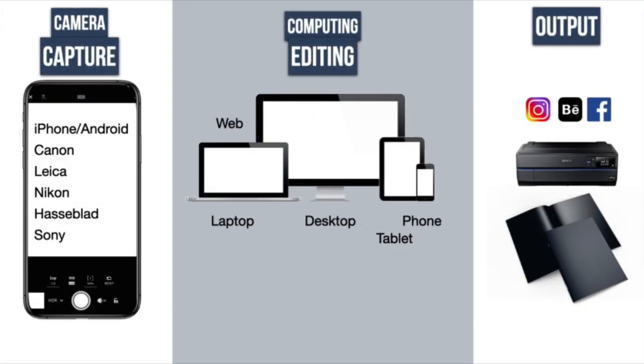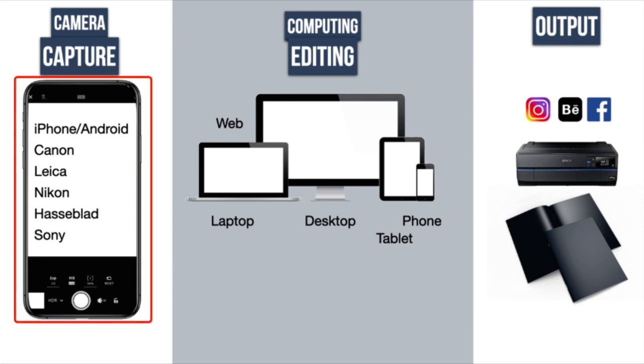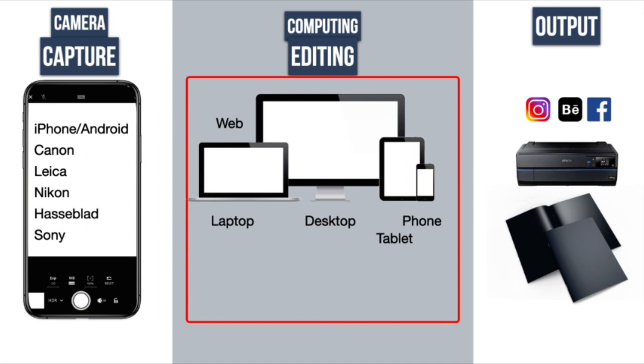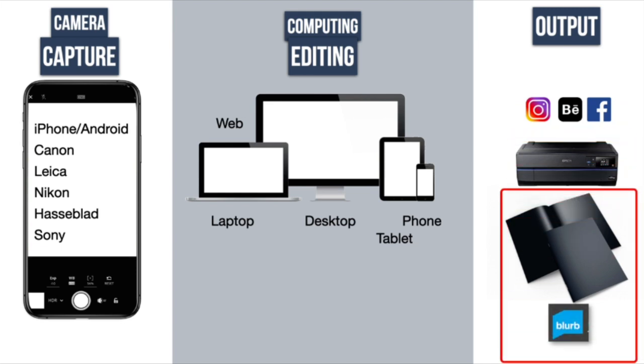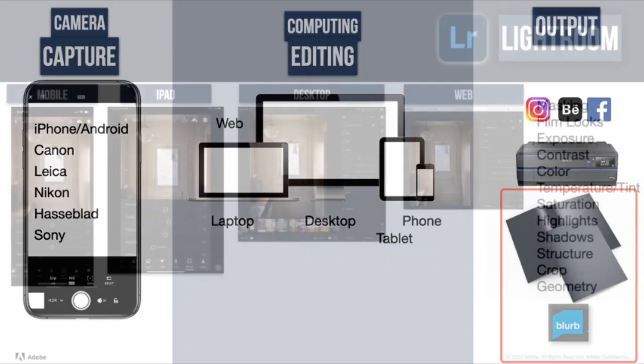So when I say capture or input, I'm talking about, in this particular case, perhaps an iPhone or an Android, but it could be a DSLR, a Leica, Hasselblad, Sony, whatever. When I'm talking about editing or processing, I'm talking about doing that on a laptop, through the web, desktop, on a tablet like an iPad, or on a phone, iPhone, Android, whatever. And then for the output, I'm talking about you're sending it to maybe Instagram or Behance, Facebook, or are you printing it on an Epson printer? Perhaps you're sending it to Blurb and getting a photo portfolio printed or some wall art.